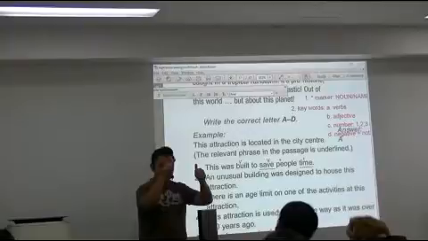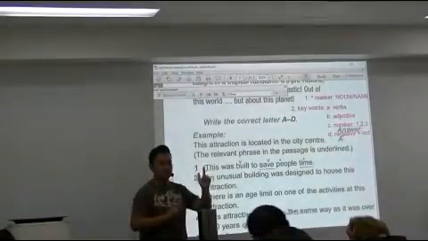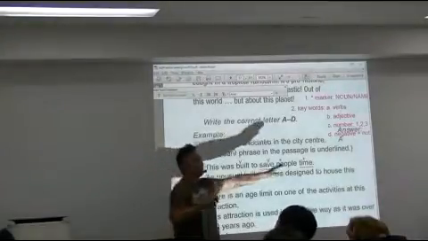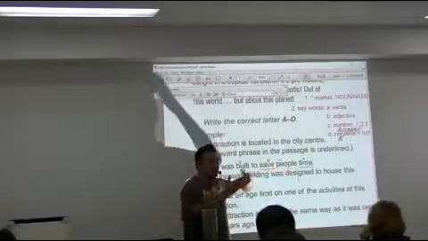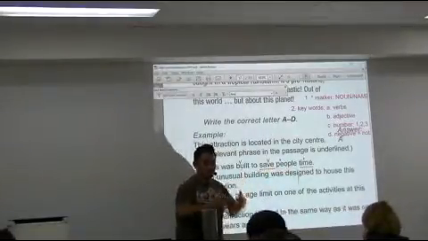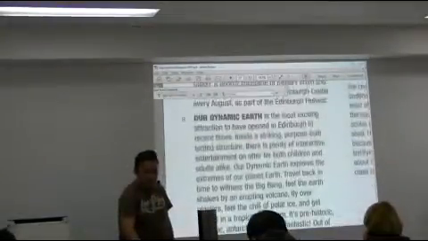Find marker. Step two, keyword. What's the purpose of your keyword? Everybody say keyword. Keyword. Matching. Matching. Right. So let's go to paragraph B.